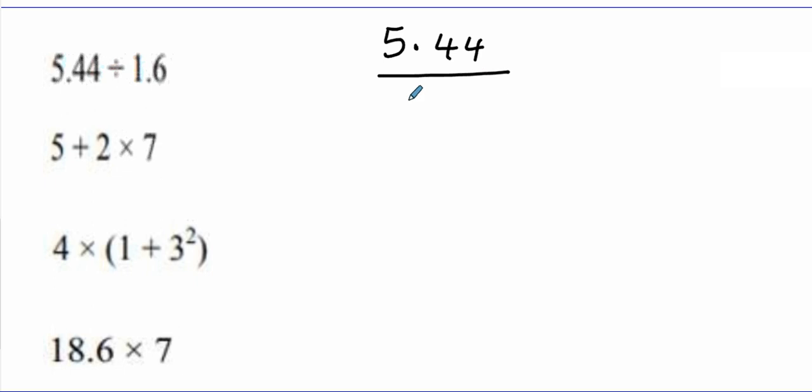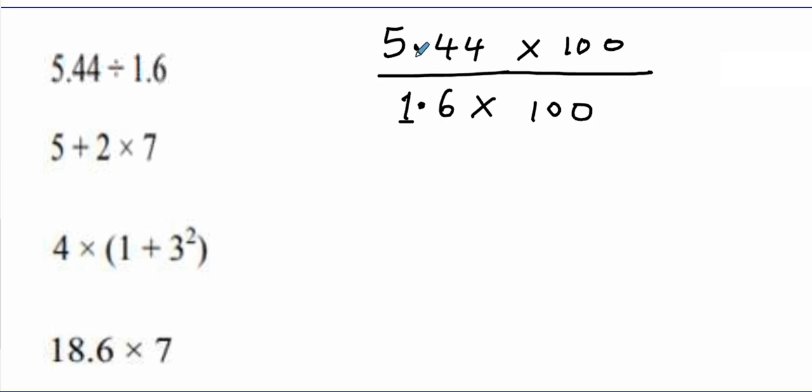5.44 divided by 1.6. Okay, this is division, so you check where you have more decimal places. You can see that in the denominator you have 1.6, and this suggests 1 decimal place. But in the numerator we have 5.44, and this means you have 2 decimal places in the numerator. Now we are going to use the 2 decimal places to cancel the decimal places. So because in the numerator you have 2 decimal places, you multiply by 100 in the numerator and you multiply by 100 in the denominator.